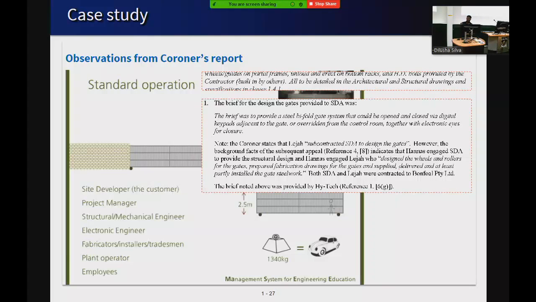The brief was to provide a steel bifold gate system that could be opened and closed via digital keypads adjacent to the gate or overridden from the control room. So the control room could basically open and close it if required.